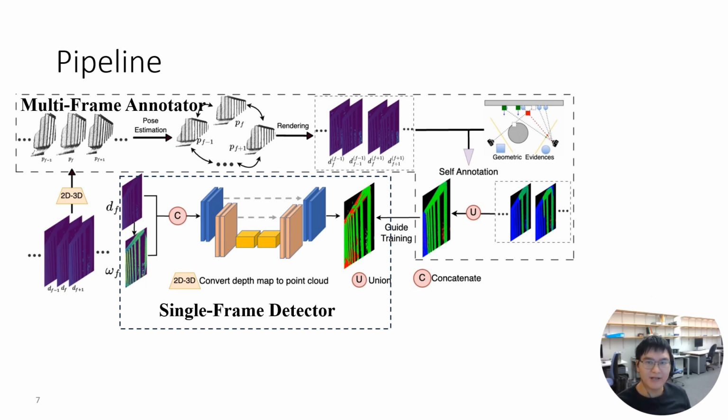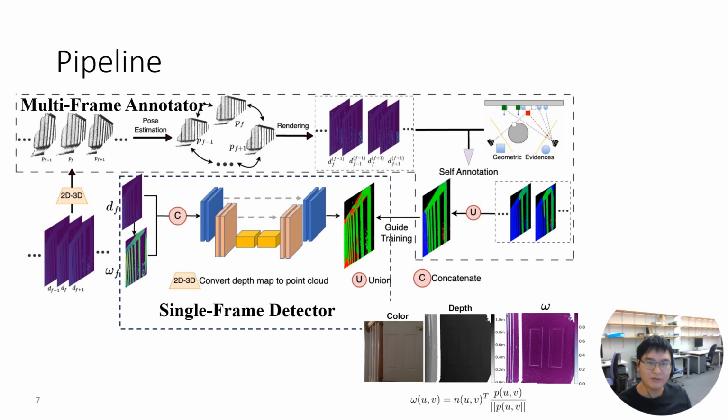In the multi-frame annotator section, we estimate the poses to align consecutive frames. Then for each pair of consecutive frames, our carefully designed geometric consistency evidence is used to annotate the smeared and valid pixels, with the remaining points left unknown. Then, with each pair of annotation results united and fused, we can use the self-annotated labels in the single-frame detector section to train a U-Net-based classifier to identify smeared points in each frame.